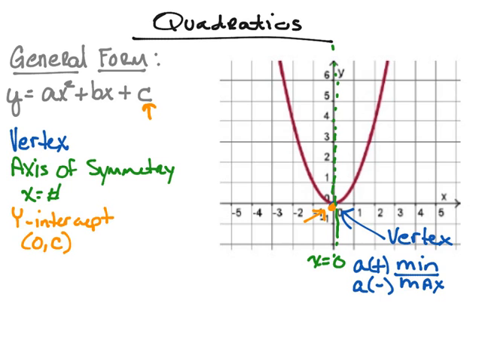So far we've got vertex, we've got axis of symmetry, and we have y-intercept. We also have x-intercept.